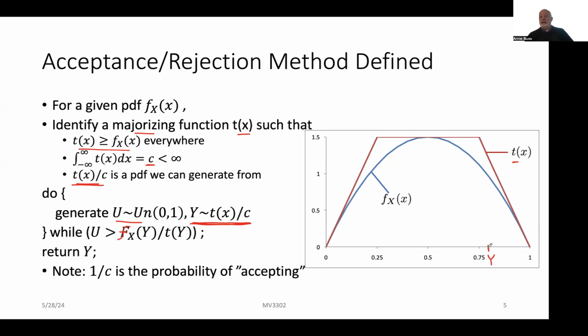And now this is the height of my majorizing function. So this point right here is T of y, not T over c, T of y. And this would be f of y.